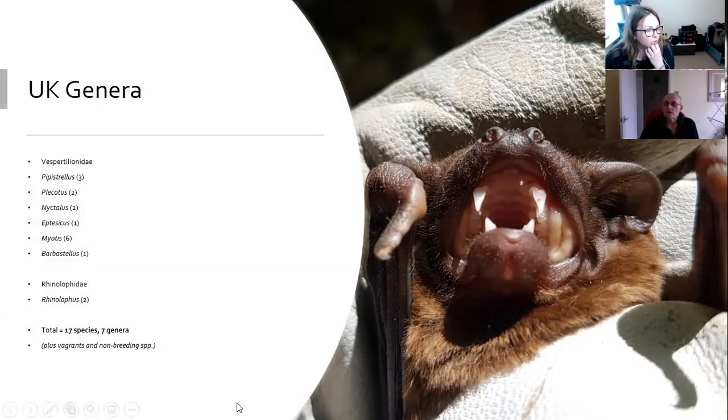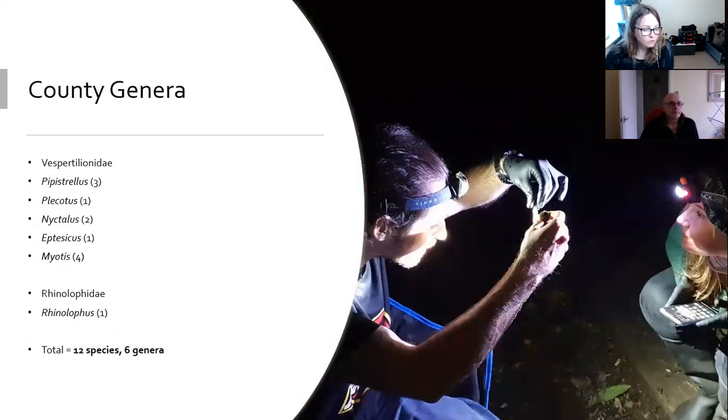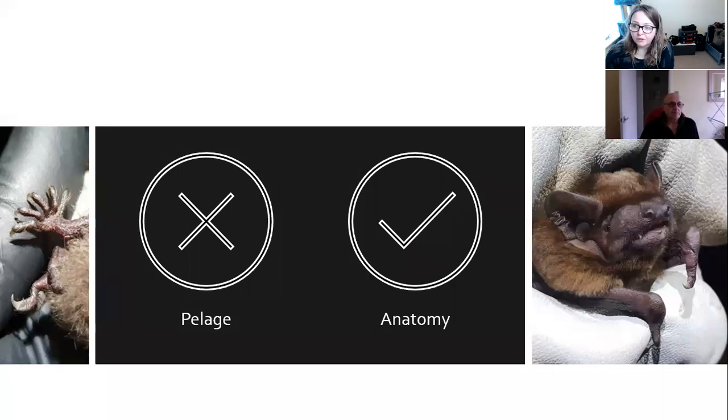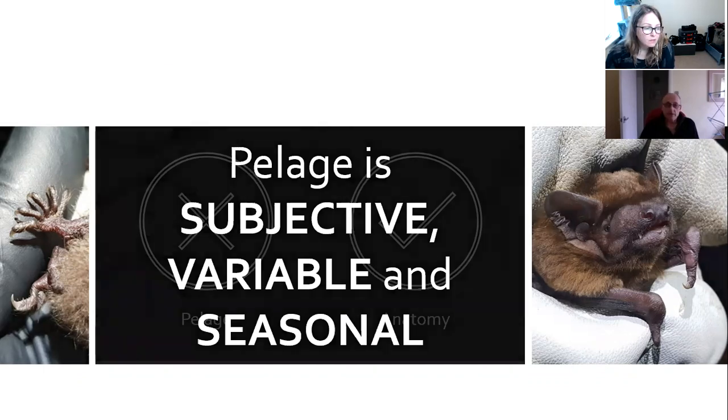Okay. So we went through the UK species, and we went through our county species, of which there are 12. And we were talking in general, which we were driving home quite a lot throughout the talk, about going on anatomy rather than pelage. Although pelage can be a useful indicator of what you're looking at. Basically, because pelage is subjective and it's variable, and it can vary with the age of the bat and the season and the time of the year. And bats go through molt and various other things, so we don't go on pelage.